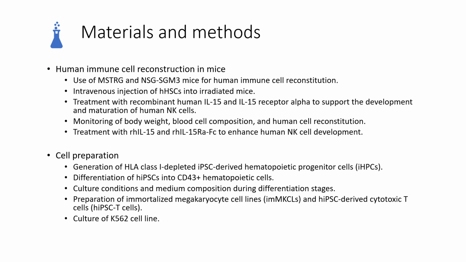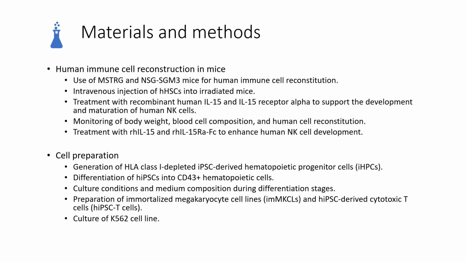NSG-SGM3 mice for human immune cell reconstitution, the intravenous injection of HHSCs into irradiated mice, the treatment with recombinant human IL-15 and IL-15 receptor alpha to support the development and maturation of human NK cells, monitoring of body weight, blood cell composition, and human cell reconstitution, and finally treatment with rhIL-15 and rhIL-15RA-Fc to enhance human NK cell development.